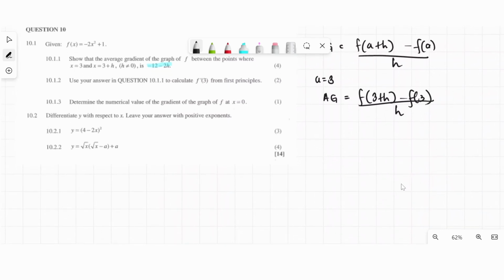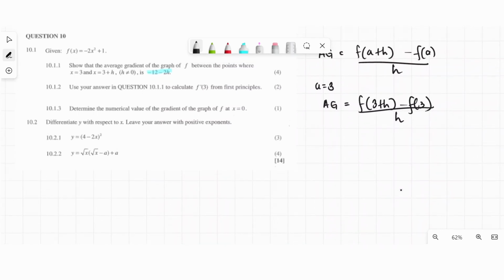So now what we need is to find f of 3 and f of 3 plus h. So f of 3, which is the simple one to start with, we're going to substitute in our function. Where you see x, you're going to substitute by 3. So when you punch this into the calculator, what are you going to get? Negative 17.